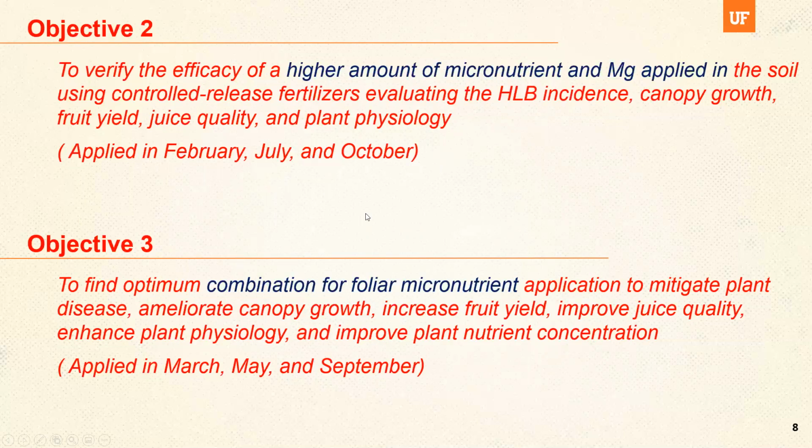Our third objective is to find the optimum combination of foliar application of micronutrients to assess its effect on plant growth, tree health, fruit yield, fruit quality, and plant physiology parameters. The foliar application of micronutrients was applied in March, May, and September.